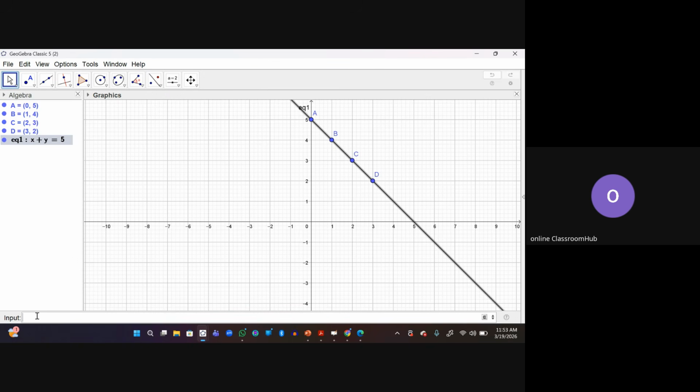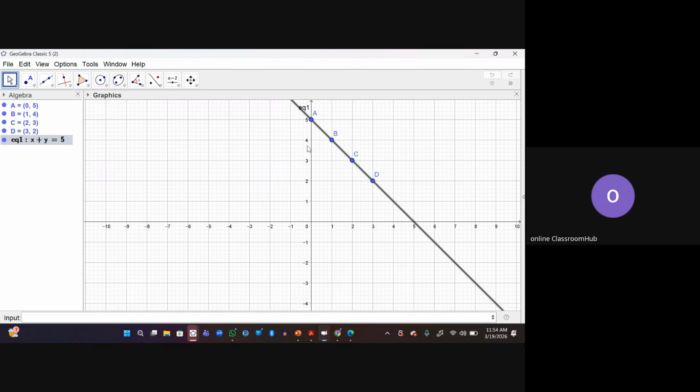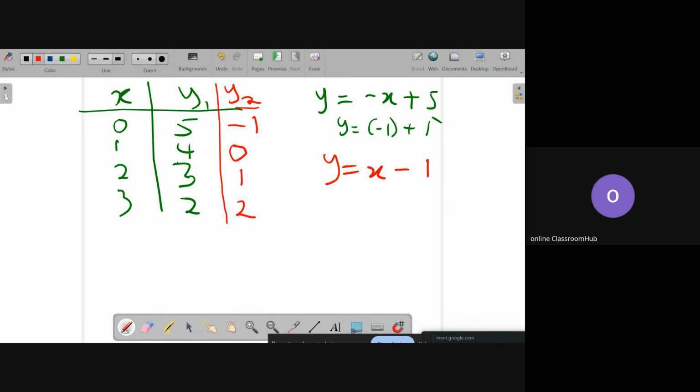Then equation 2, the coordinates: you have 0 and -1. Then we have what again? I told you mute yourself. You didn't mute.